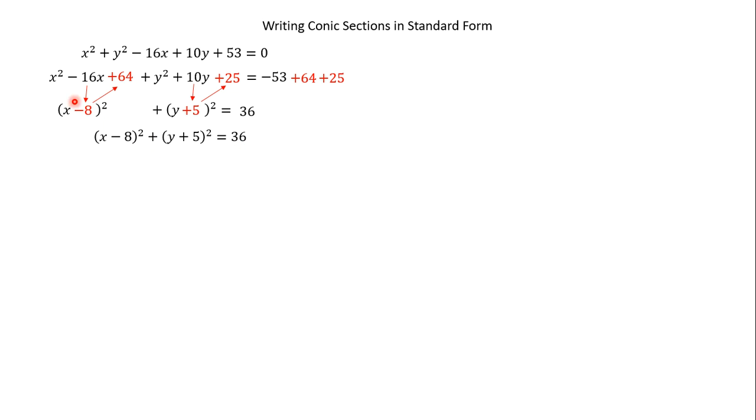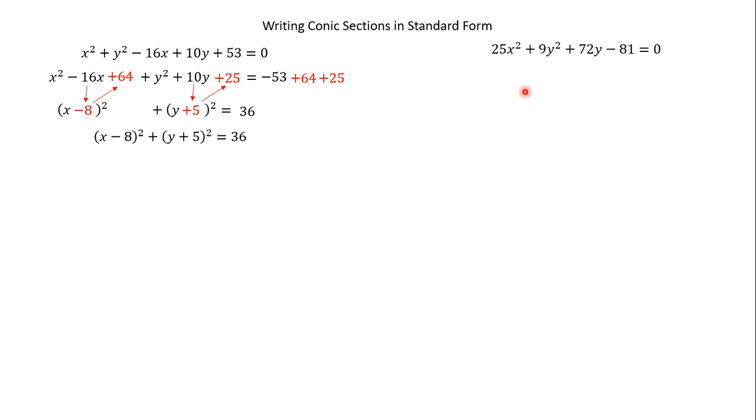So again, completing the square. We group the x's and the y's and move the constant over to the other side. We divide by 2 and then square it. And that has to be added to the other side. The other one, divide by 2, square it. That has to be added to the other side. All right, let's look at another one.